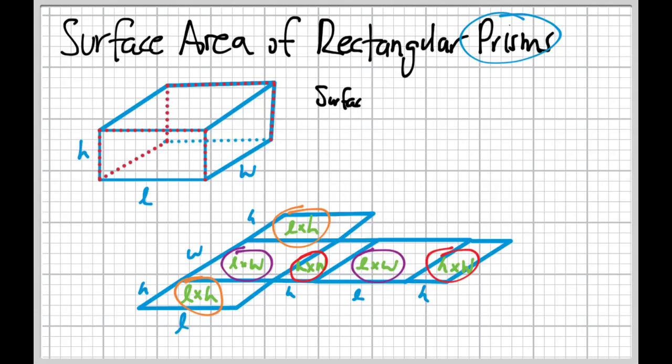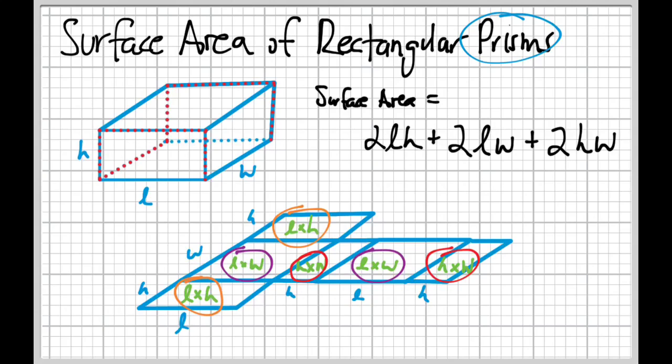So all we have to do, to find the surface area, is 2 length times height plus 2 length times width plus 2 height times width. And that's it. That's the surface area.